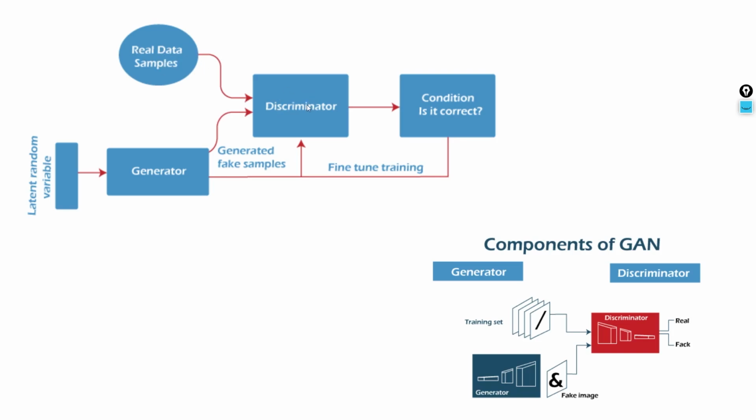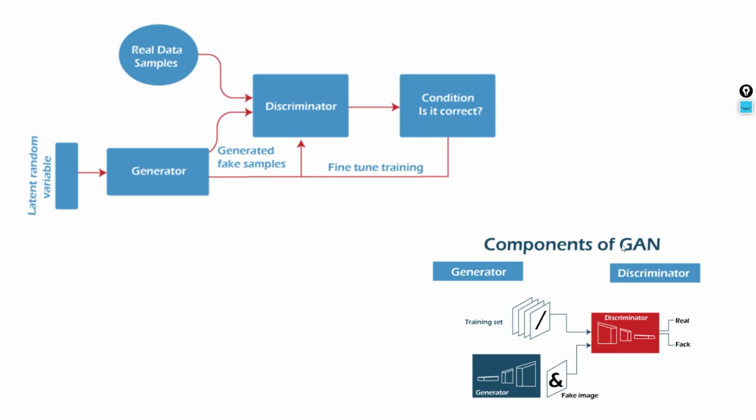Now the discriminator will be able to identify whether the data given is generated or true real data. If it is able to guess the generated image, then we can say the model is performing better. Then it checks whether the condition is correct or not, and if not, we fine-tune the discriminator, and this is how the training happens.